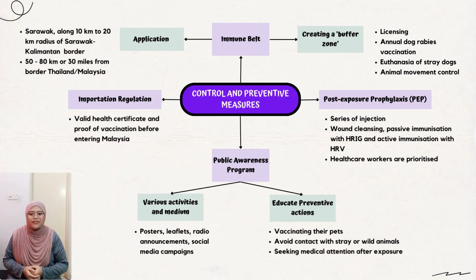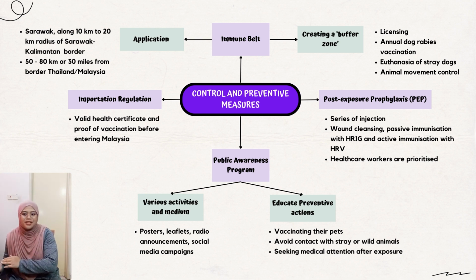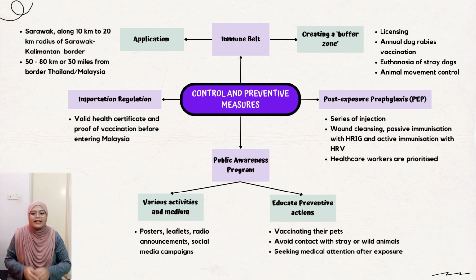Continuous control and preventive measures. These are the actions to prevent and reduce the transmission of rabies in Malaysia in addition to rabies monitoring. The first one is the immune belt, which is a buffer zone created along the borders of Malaysia and its neighbouring countries such as Sarawak, Kalimantan, and Semenanjung Malaysia, Thailand. In this zone, we have enforced dog ownership licensing, vaccination obligations, and management of animals to create a barrier of immunity against rabies.